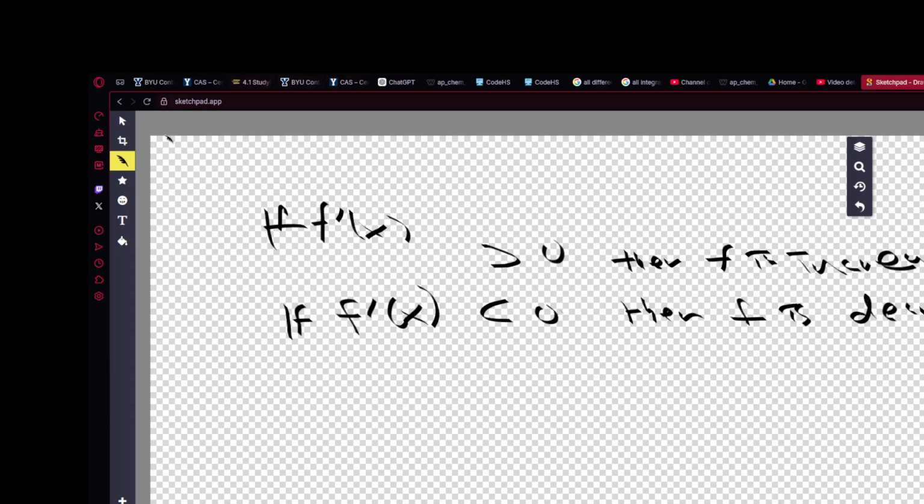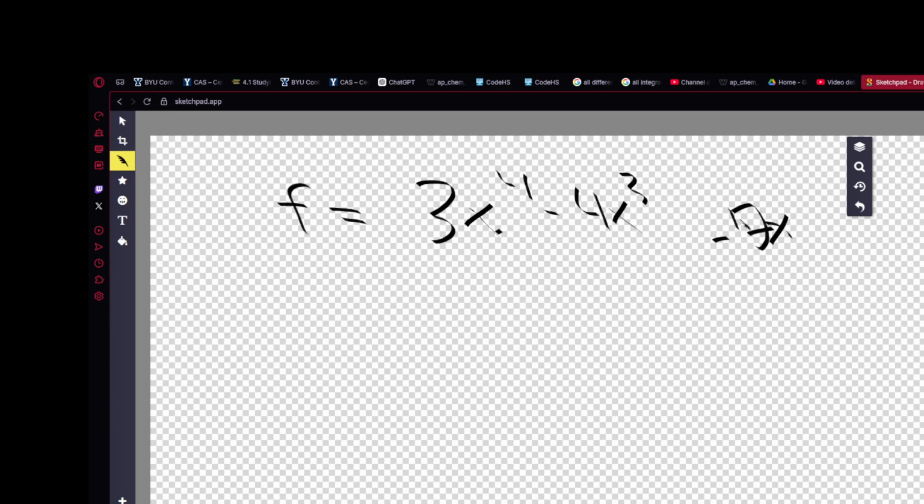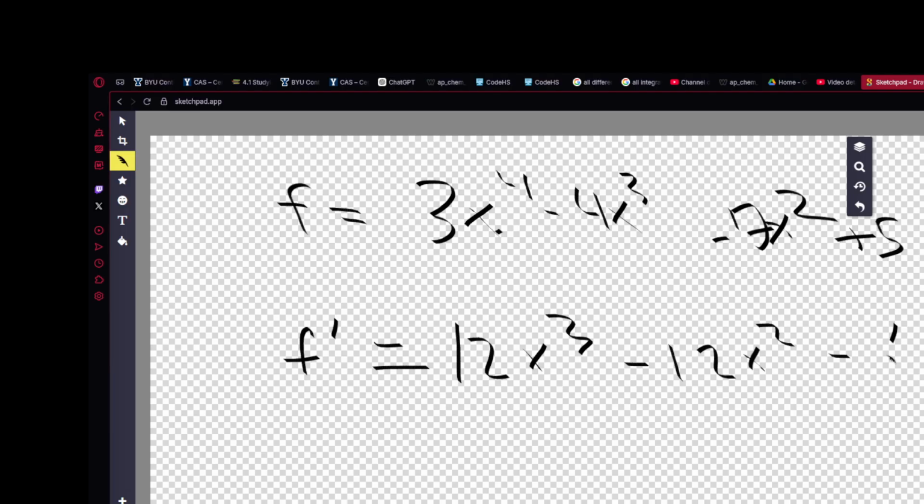So let's do a practice problem. The practice problem is going to be quite simple. Let's take a function, f is equal to 3x to the fourth minus 4x cubed minus 7x squared plus 5. Well, what is f prime? To establish critical points, that's going to be equal to 12x cubed minus 12x squared minus 14x plus 5. And here we can factor out a 12x. And, oh wait, sorry, and no 5 at the end, actually.